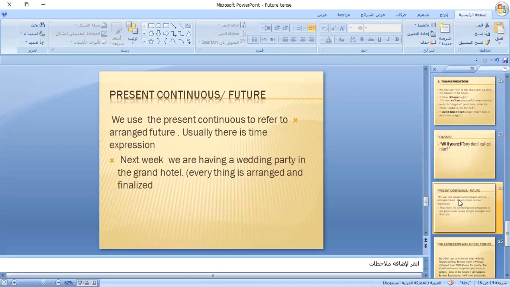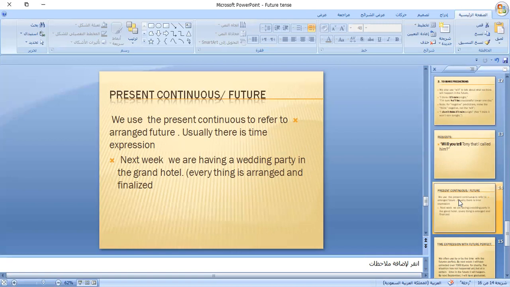Now, we said that we use the present continuous to refer to the future. Here, we use the present continuous with a time expression which refers to the future, and we mean something important. We mean that everything is arranged. It is arranged future. For example, I say, the president is opening a new school on Sunday morning.